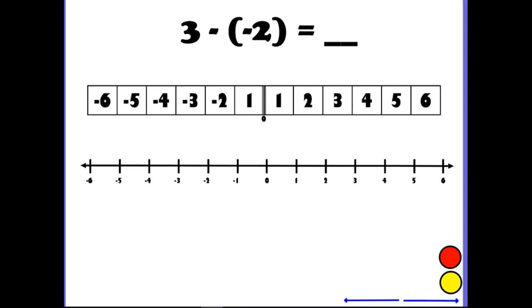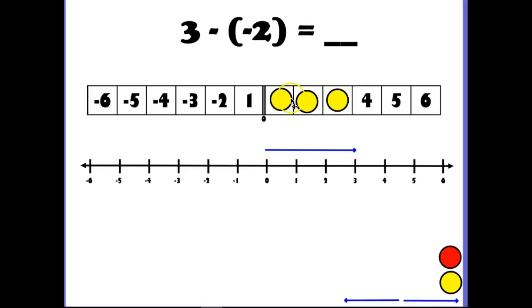So now this is a different one. It looks the same, but it's not. I have a positive 3. There's my positive 3. With the counters, it looks like this. Positive 3. But now I need to subtract a negative 2.